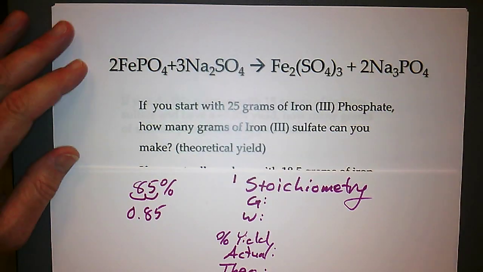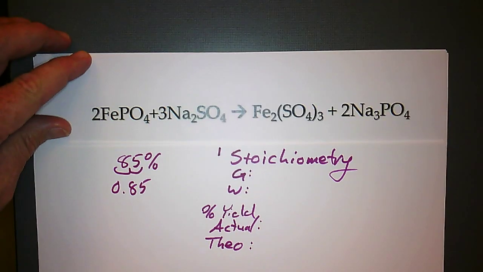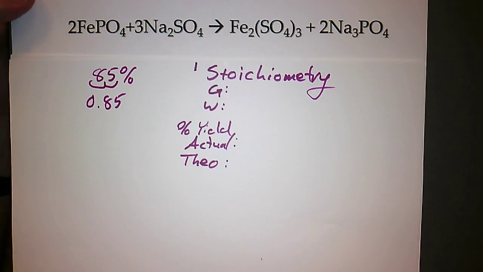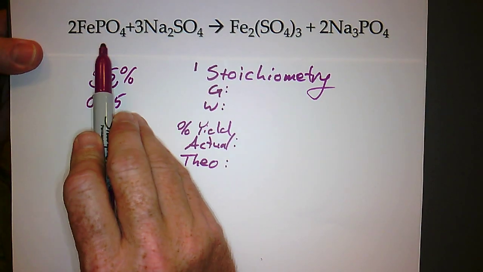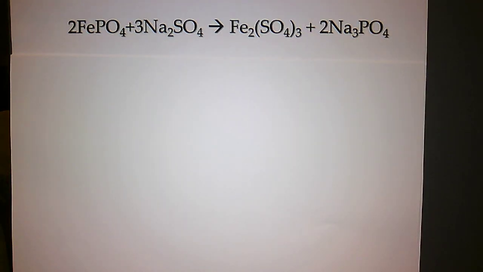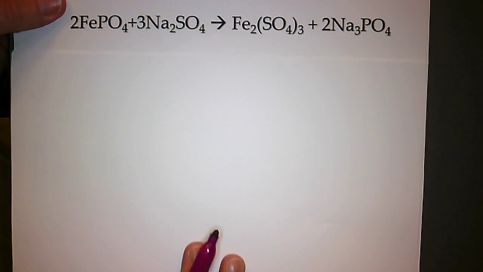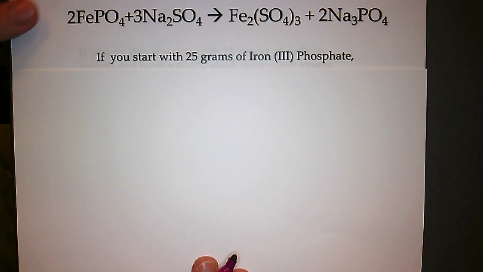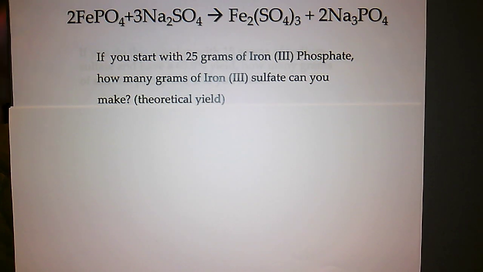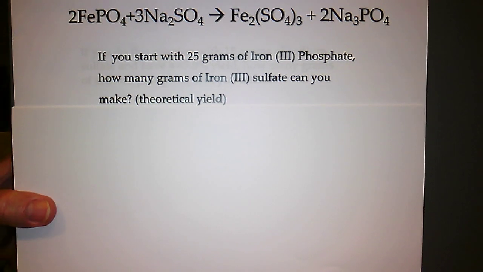Okay, we're going to look at this equation. There's a lot there. Don't bother writing it down like we did the other day. We'll just keep referring back to it. So 2 FePO4 plus 3 Na2SO4 yields Fe2(SO4)3 plus 2 Na3PO4. So we start out with a normal stoichiometry problem. It tells us we have 25 grams of iron 3 phosphate. How many grams of iron 3 sulfate can we make?